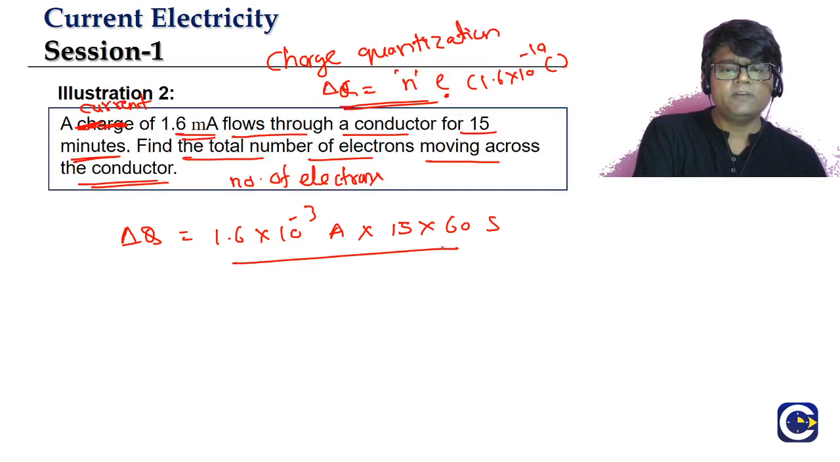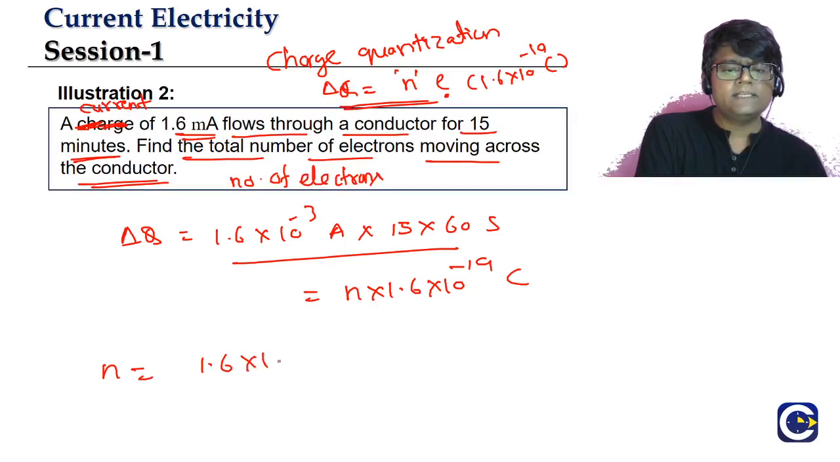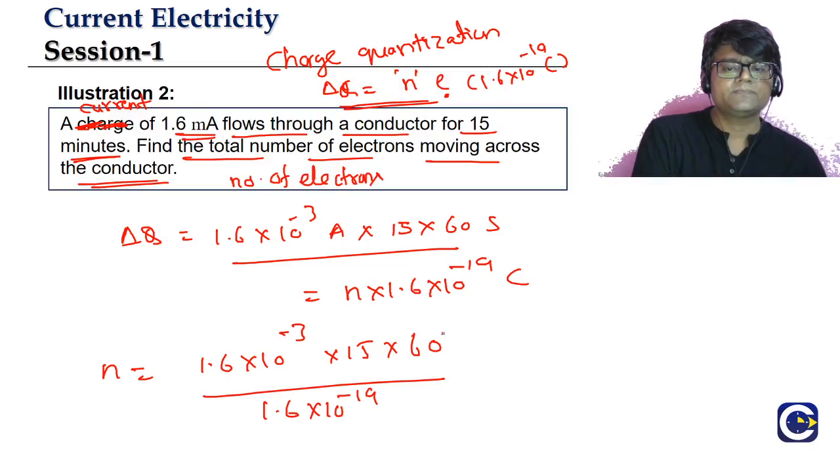We don't need to simplify it. We can just keep it as it is. We will do the final step. Now this delta Q is equal to N into basic charge. What is the basic charge, guys? 1.6 10 power minus 19 coulombs. From here we have to find the N value. So what is the value of N, guys? 1.6 10 power minus 3 into 15 into 60 divided by 1.6 into 10 power minus 19.